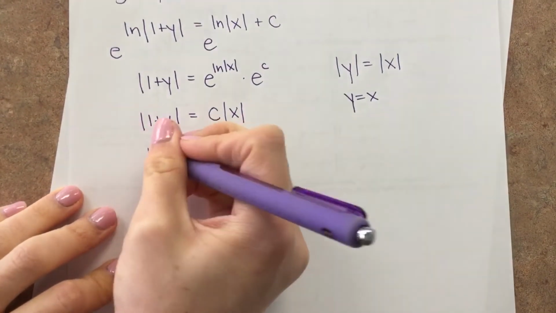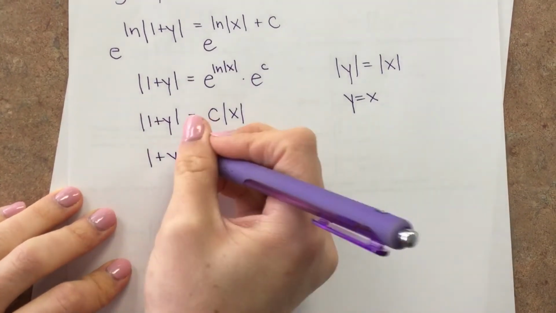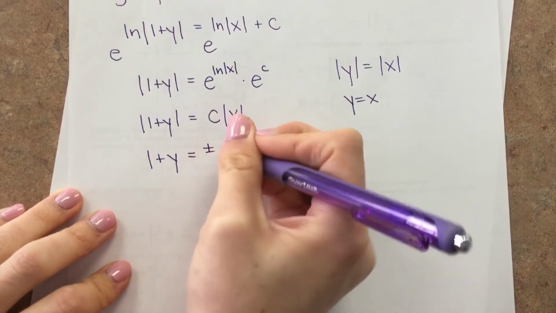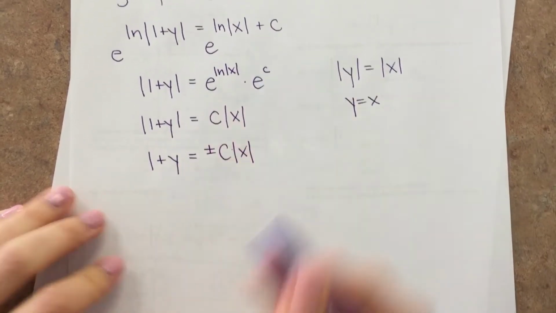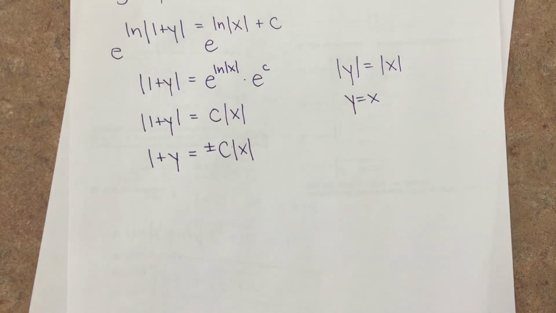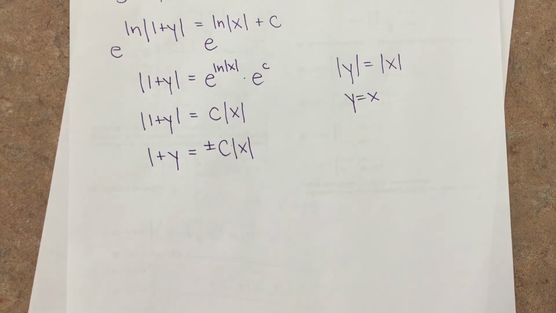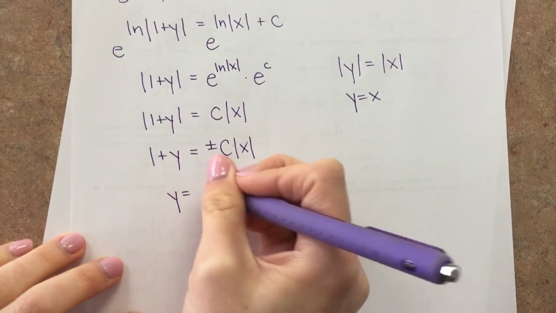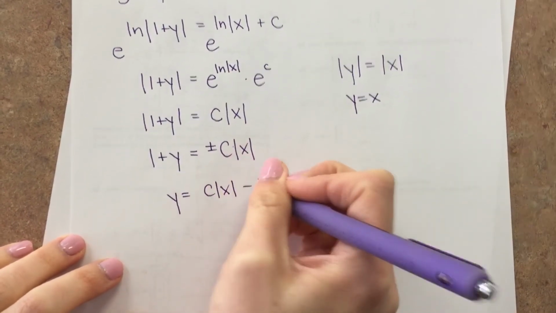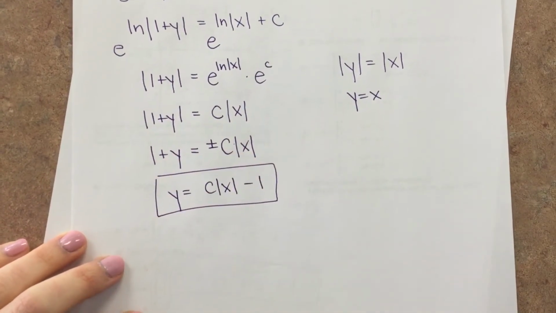So we have just a 1 plus y on the left. Technically, it's because we have a plus or minus in front of our c. You don't have to have that in your final answer because it still just represents an arbitrary constant. And I would just subtract the 1 over to the other side. You get that.